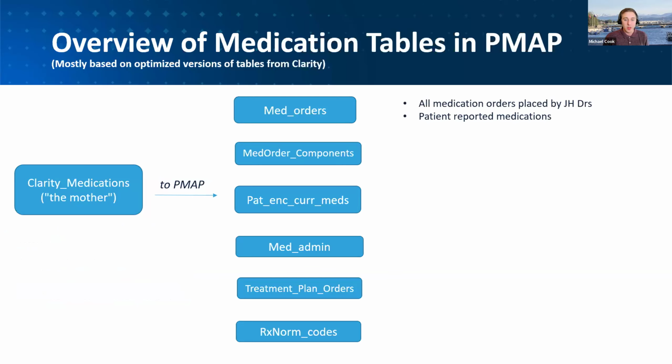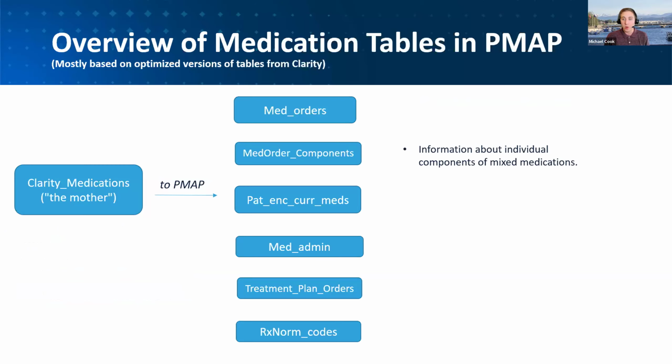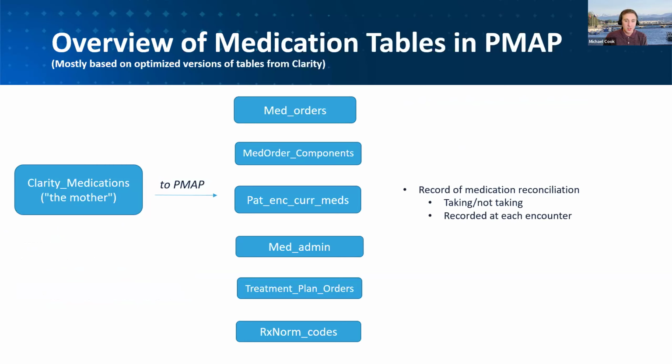So first, we have the derived med orders table, all medication orders placed by Johns Hopkins doctors, and this also includes patient-reported medications. We have med order components. This is information about individual components or ingredients of mixed medications. We have PAT encounter current meds. This is a record of medication reconciliation, which is basically what medications patients are taking or not taking recorded at each encounter.